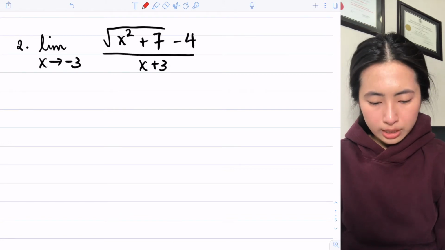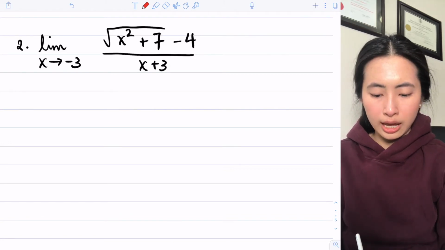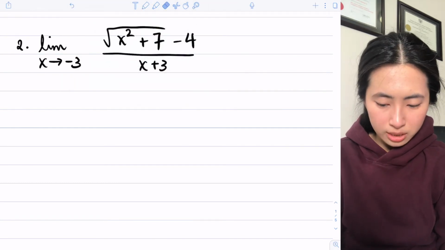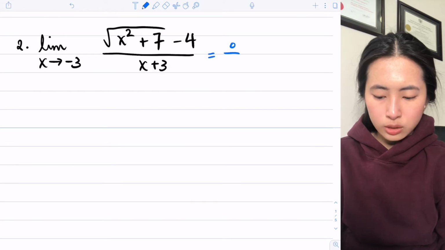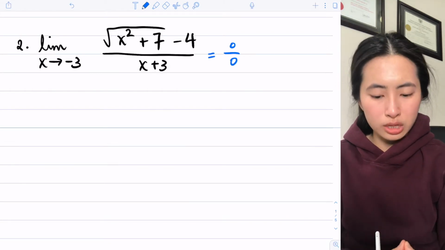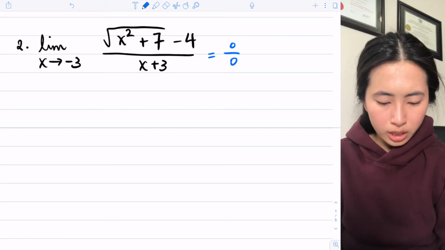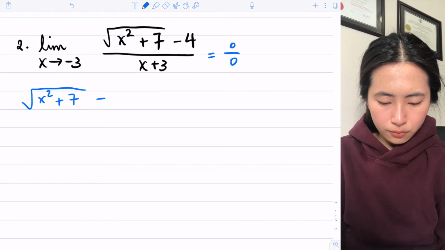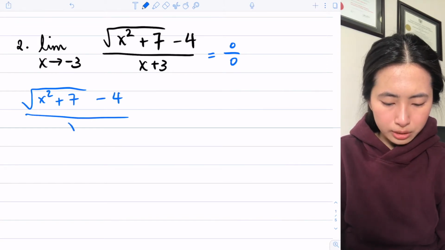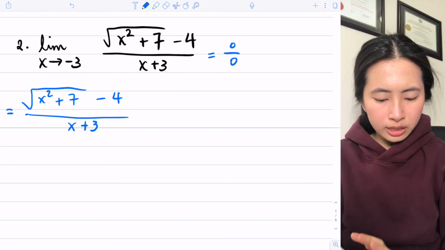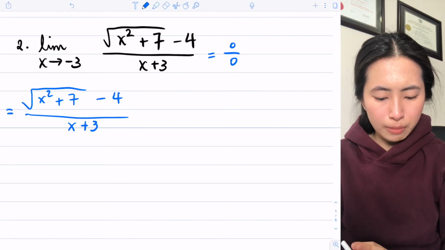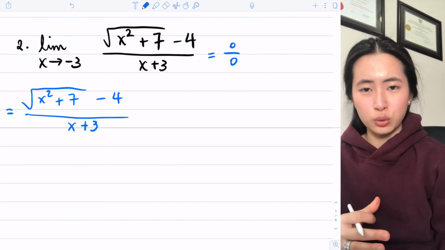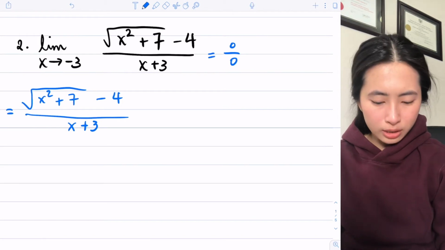You apply direct substitution by plugging in -3 into your x and see whether you do get an indeterminate form. And in this case, yes, you do get an indeterminate form, which is 0 over 0. And that's why we need to rationalize our numerator, which is square root of x squared plus 7 minus 4. So we take our numerator, which is square root of x squared plus 7 minus 4, and this is over x plus 3. And by the way, as a friendly reminder, it's really important for you to make sure you separate -4 from your radical expression, just because I've seen students who tend to forget that. So just a heads up.